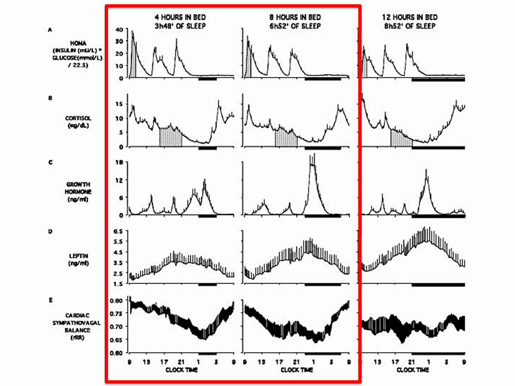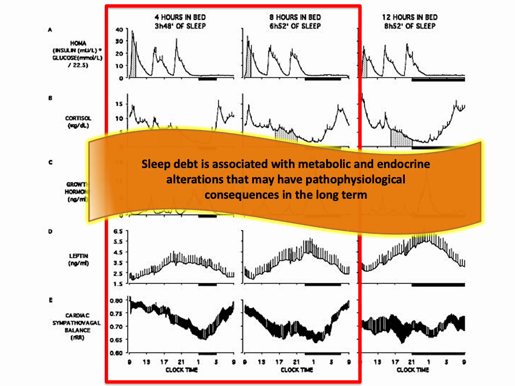Sleep-deprived individuals are affected not only in glucose metabolism but also in other hormones such as cortisol, growth hormone, and leptin, as well as autonomic nervous system activity. So clearly, sleep deprivation is associated with metabolic and endocrine alterations, and that may have pathophysiological consequences in the long term.